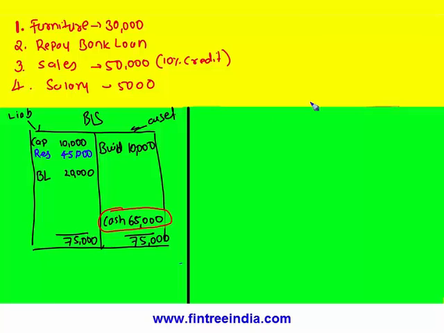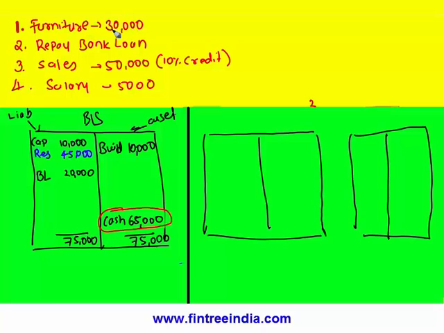So now we are in year 2. This is balance sheet, income statement. First transaction, furniture 30,000. There is nothing with respect to building. So those items where there is no transaction, you just copy paste the numbers from this side to this side. So building 10,000, I'm just reproducing it on this balance sheet. Then furniture 30,000. What should be the second effect? Cash. So your cash, which was 65,000 last year, now it will become 35,000.